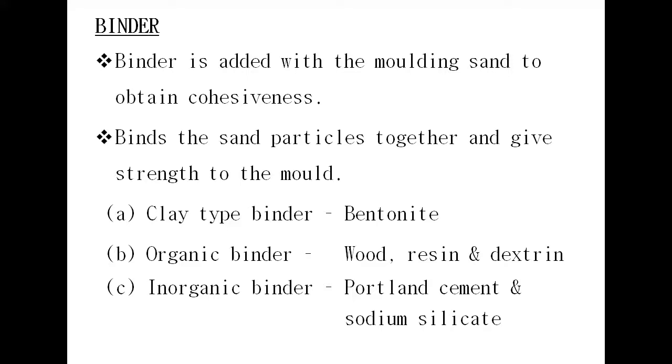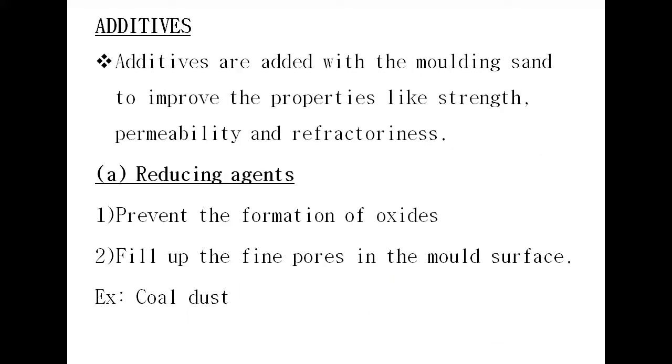It binds the sand particles together and gives strength to the mold. When you ram, each and every particle sticks easily to give a good bond. Various types of binders are available: clay type binders like bentonite; organic binders, examples being wood flour, resin, dextrin; inorganic binders, Portland cement and sodium silicate. Additives. Generally, additives are added to molding sand to improve properties like strength, permeability, and refractoriness to withstand the heat, so as to get a good shape and size of the components.